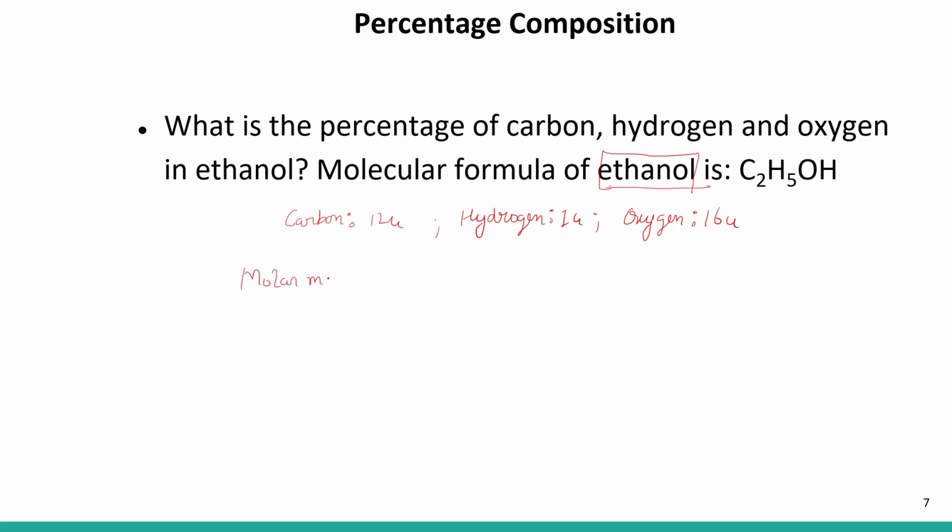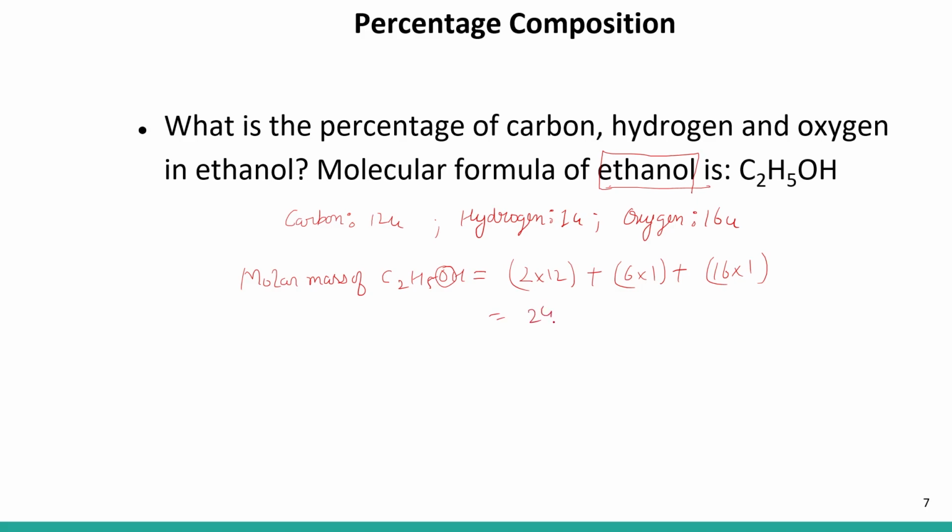Molar mass of ethanol. I am writing it as C2H5OH. Okay, this is the molecular formula for it. So how many atoms of carbon are present? 2. So 2 into 12, plus 5 plus 1, 6 atoms of hydrogen. So 6 into 1, and 1 atom of oxygen. So it will be 16 into 1.